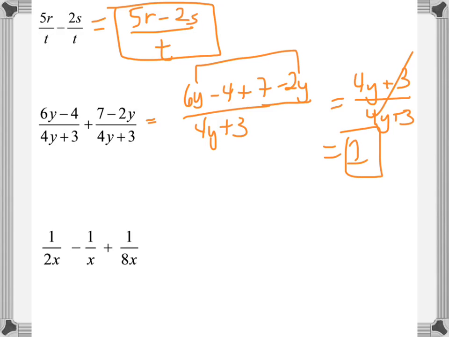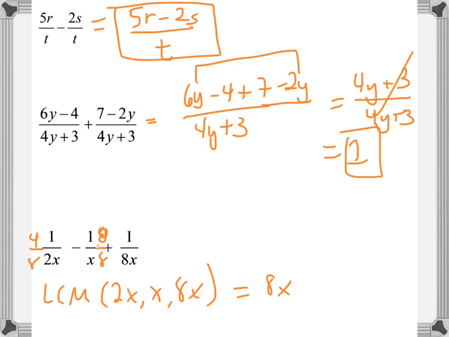Okay. Now here, I'm adding 3 terms, so I want to think about the common denominator between all 3 terms. So the lowest common multiple between 2x, x, and 8x, let's think about this, is going to be 8x. Okay, so 8x I don't have to do anything with. This one I'm going to have to multiply by 8 over 8. And this one I want to multiply by 4 over 4.